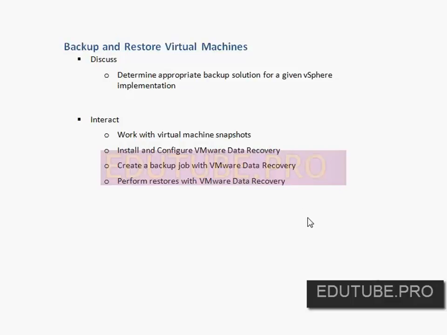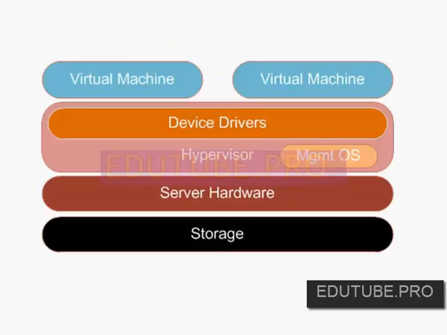Now, we have to talk about perspective because we're eventually going to get to VMware Data Recovery, a tool that is packaged with vSphere, part of the vSphere family, that allows you to do data recovery on virtual machines. We'll go through the process of installing and configuring it, doing a backup job and doing a restore. But before we get there, I want to spend a minute talking about what this notion of perspective is.